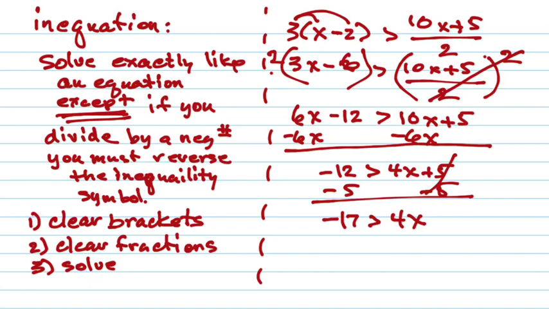And the last thing I need to do is simply divide both sides by 4. Oh, they didn't give you a negative. I can't believe it. So that gives you negative 17 over 4 is greater than x. And there's your answer.